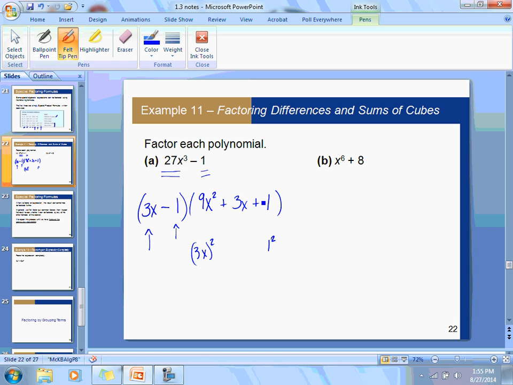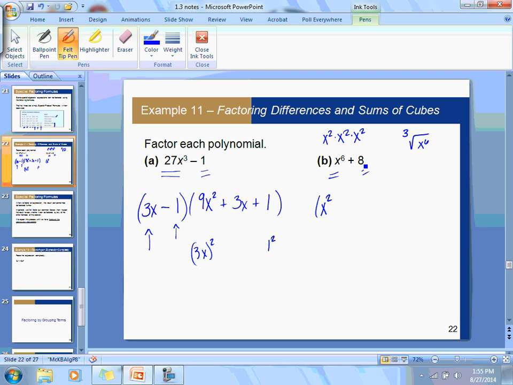Okay, so part B, similar concept, except it's addition, so the signs are going to change. I still want to start by finding the cubed root of x to the 6th and then the cubed root of 8. Now when you're finding the cubed root of x to the 6th, we're dividing that exponent by the root. So 6 divided by 3 is going to be 2. So x squared is the cubed root of x to the 6th, because I would need 3 x squareds multiplied together to get x to the 6th. So that should make sense to you.